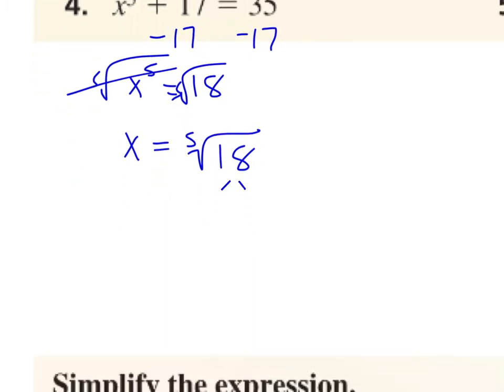What are our factors of 18? 9 and 2. And then 9 breaks down into 3 and 3. So 3, 3, and 2. Do we have any groups of 5 that we can circle? Nope. So the 5th root of 18 is as simplified as we can go. So that's our answer.